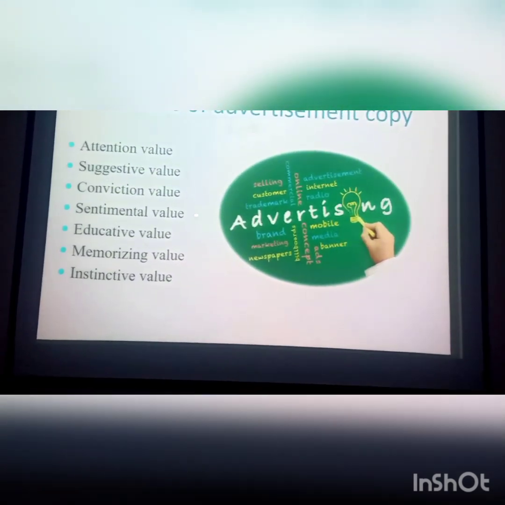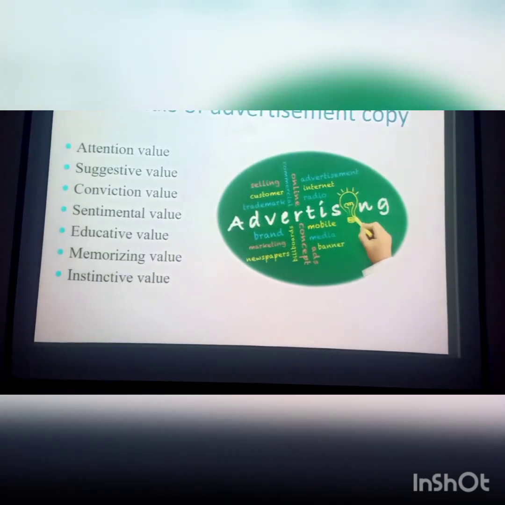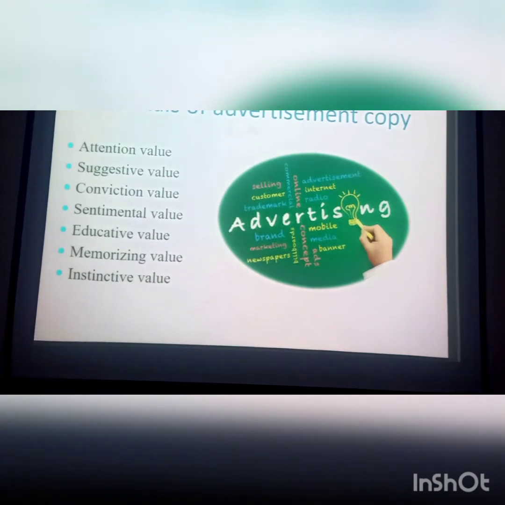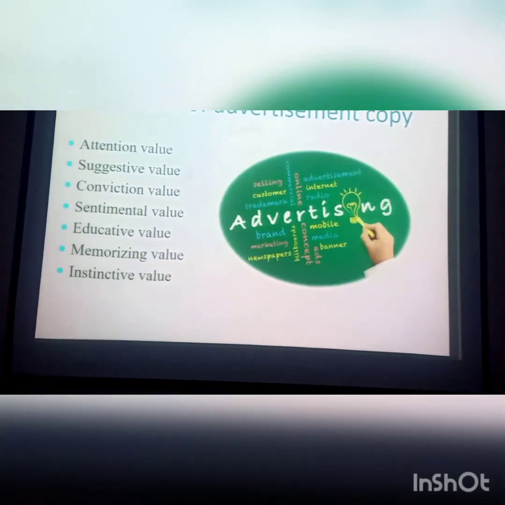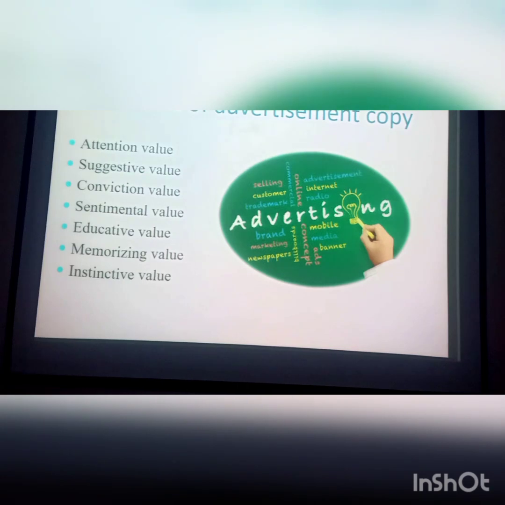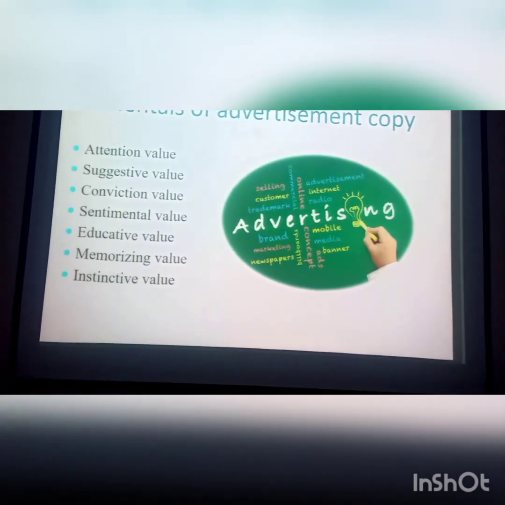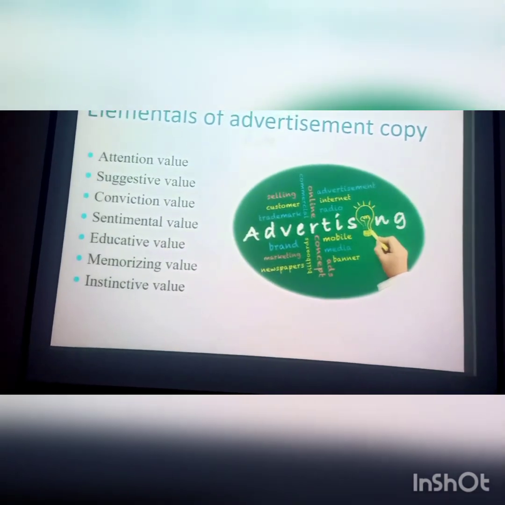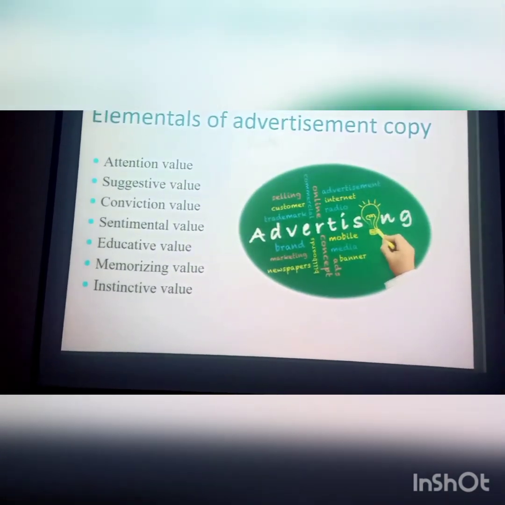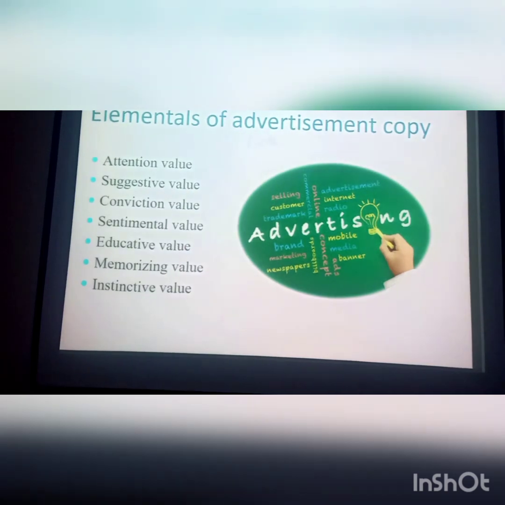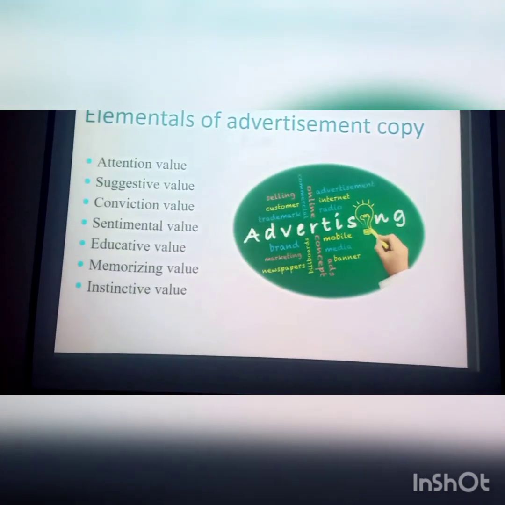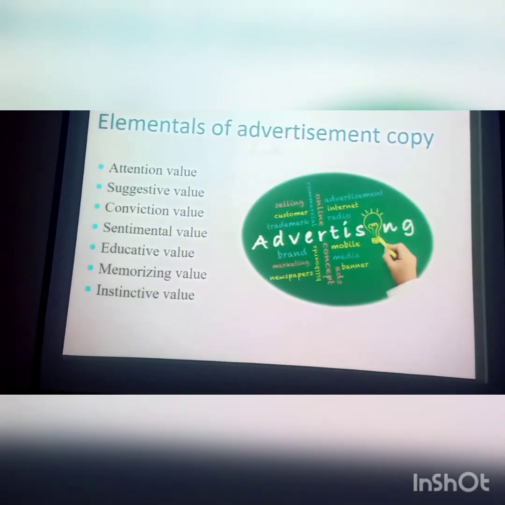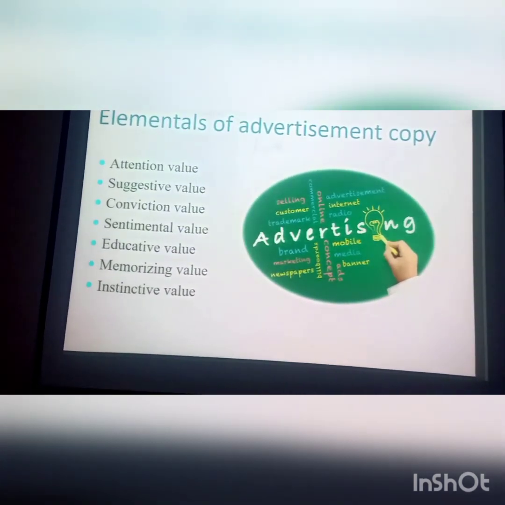Sentimental value. The sentimental feelings of the people should not be affected by the advertiser. It should respect the feelings of the people for whom it is meant. The likes and dislikes, habits and customs, etc. of people are considered while preparing the advertising copy. And the next point is educative value. The advertisement should create knowledge and understanding about the uses of the product, its features, its advantages, benefits and disadvantages. Generally, people keep certain habits that cannot be changed.